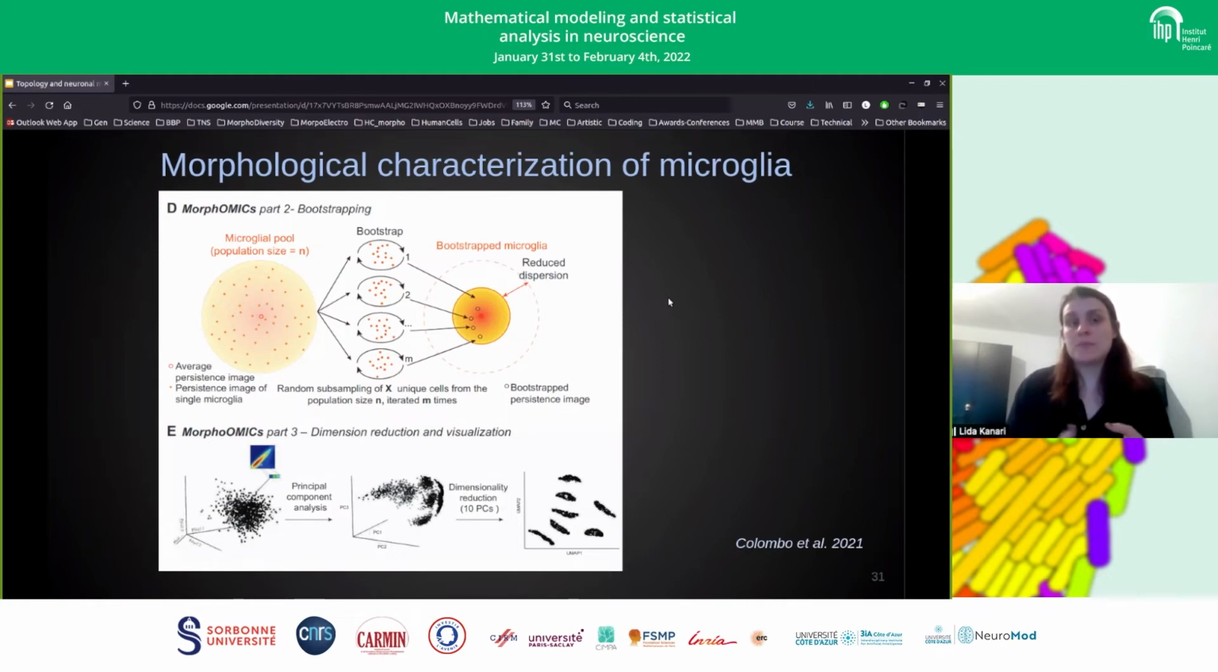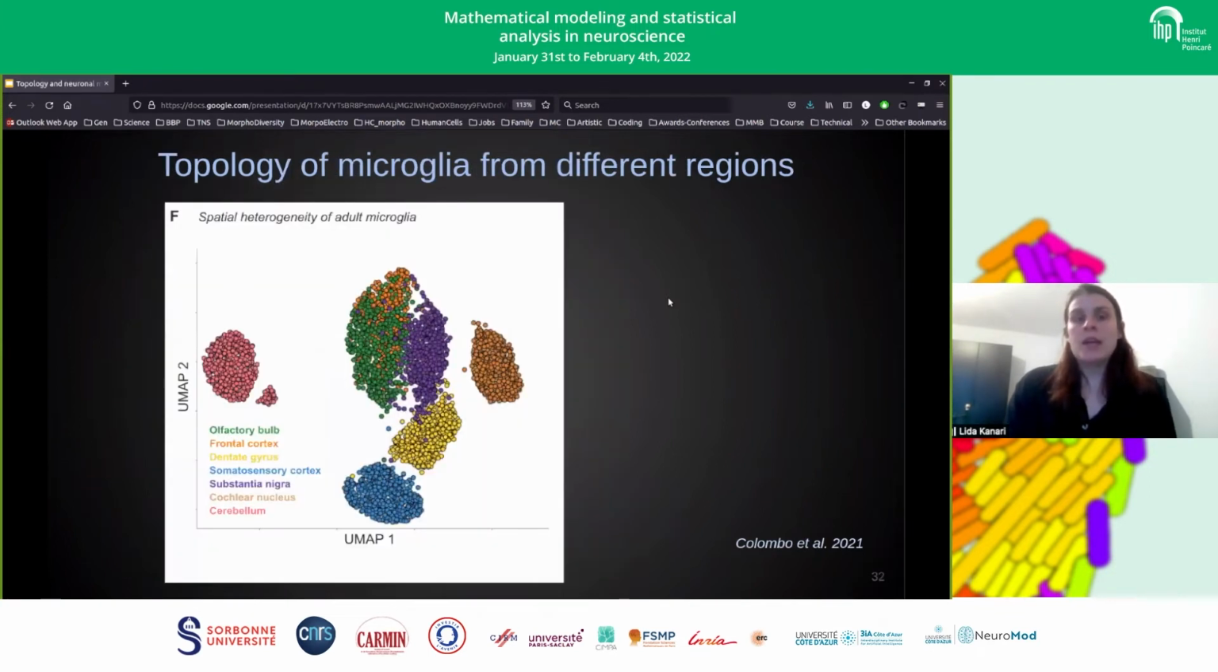So the idea was to try to bootstrap the pool of microglia in order to create more robust signatures that would allow us to recognize differences between each brain region. Once we did this process, you can see here that the separation of the different shapes of the microglia for these different regions is very distinct.